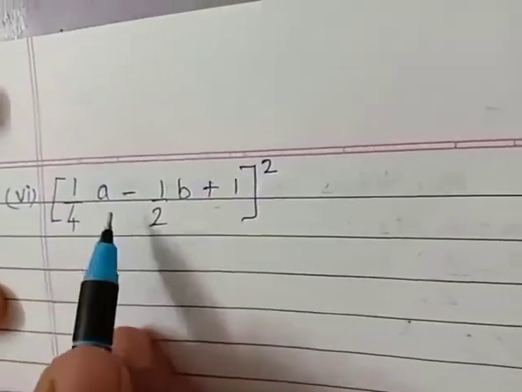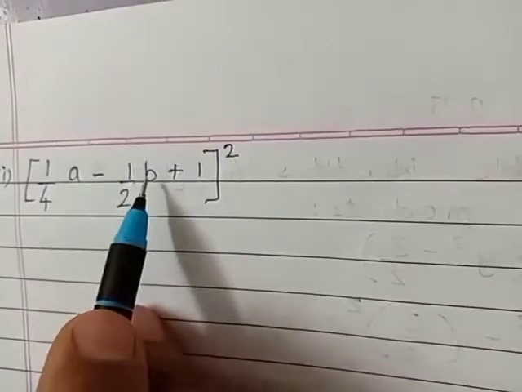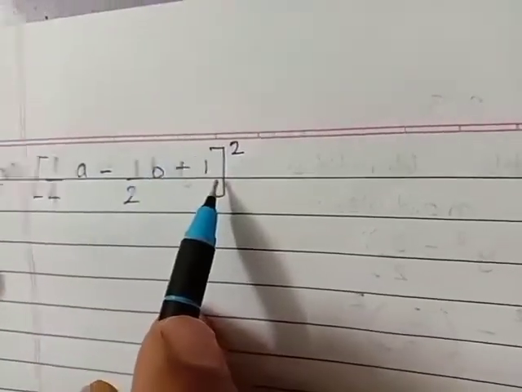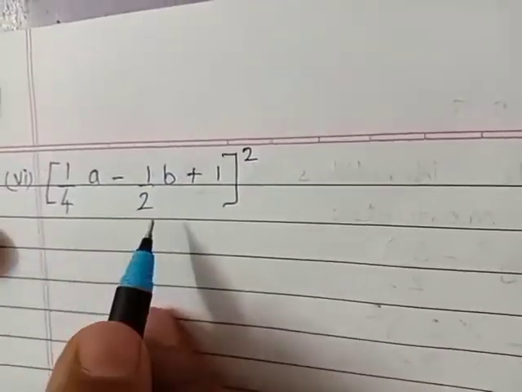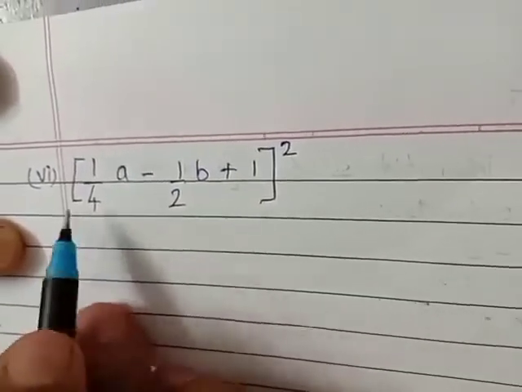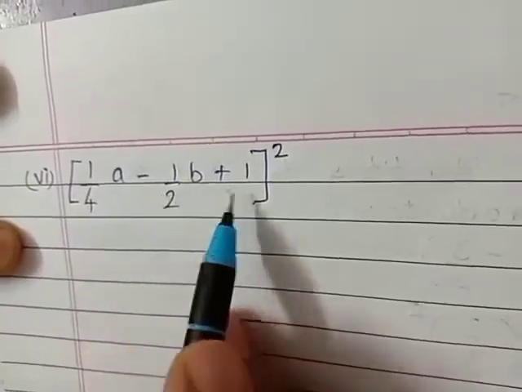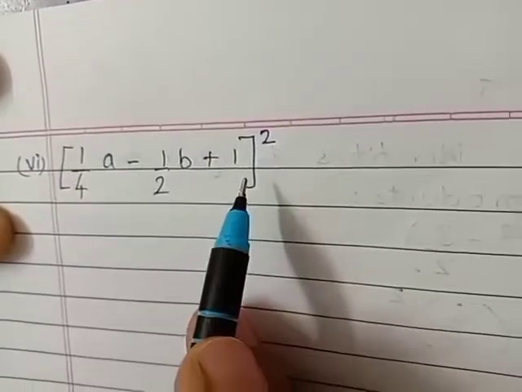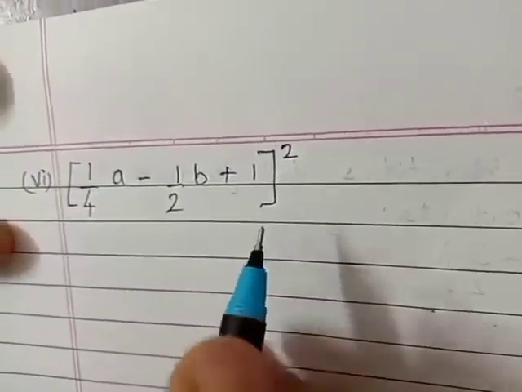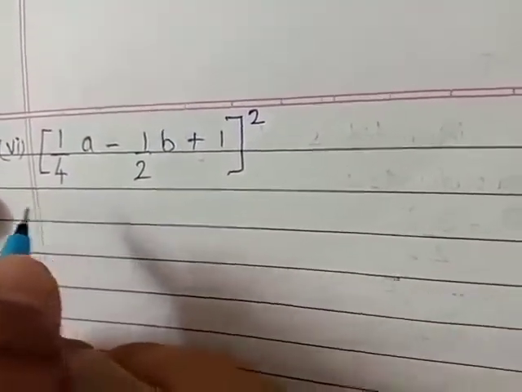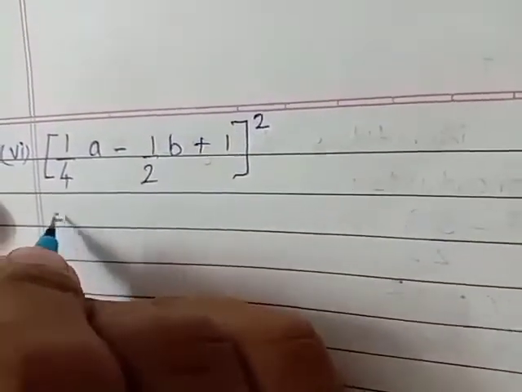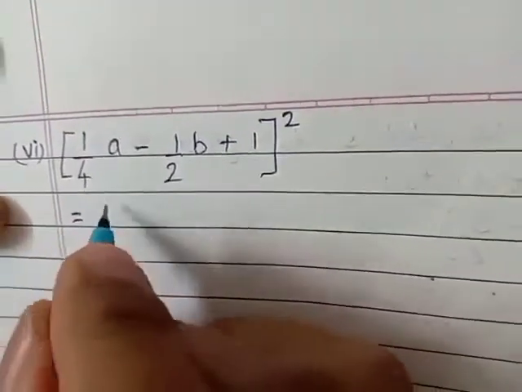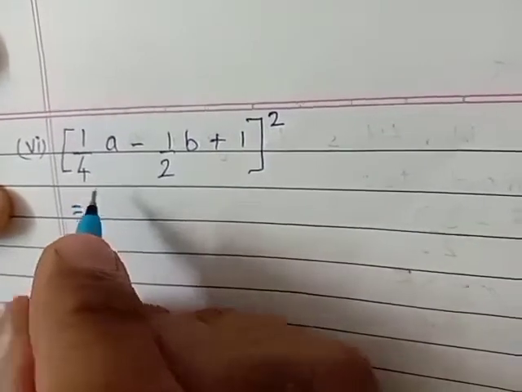Let's solve 1/4a minus half b plus 1 the whole square. So how is this looking? This is a plus b plus c the whole square. You have to make it in this form. So what is this answer? Equal to, this will be a square. What is a over here?